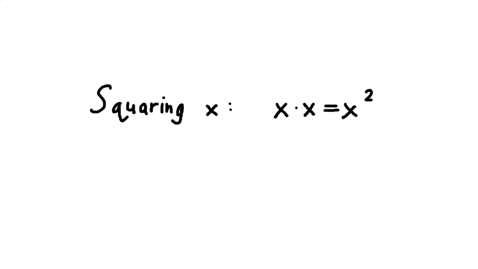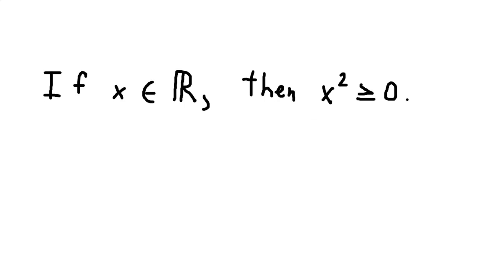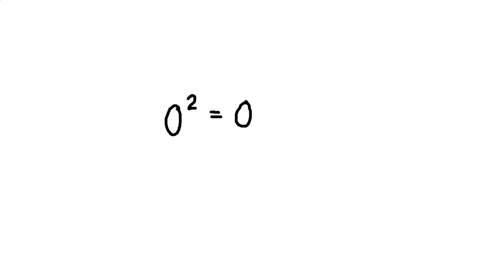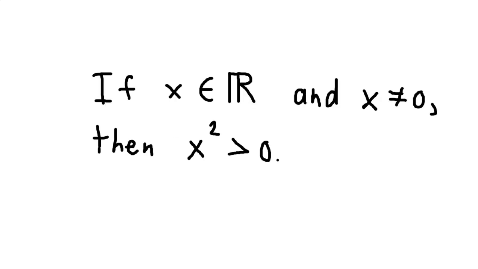Squaring a number is when you multiply that number by itself. This is already interesting by itself. For example, any real number squared results in a number that's guaranteed to be non-negative. We know that 0 squared is 0, very interesting, and every other number squared is positive.